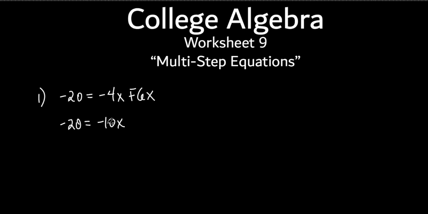So what do we do now? What's that negative 10 doing to that x? What is it doing? What are they doing to each other? They're multiplying, right? So how do I get rid of it? Divide. Always do the opposite. The opposite of multiplication is division. So we come over here and we divide by that. All right? So x equals, what's that going to be? 2. Positive 2. That's it. Simple.